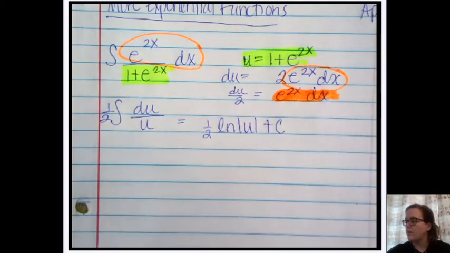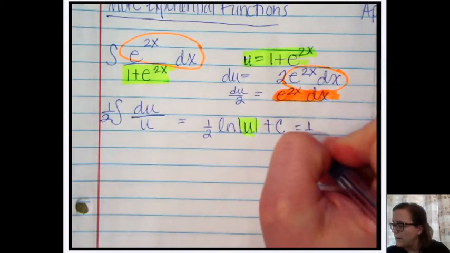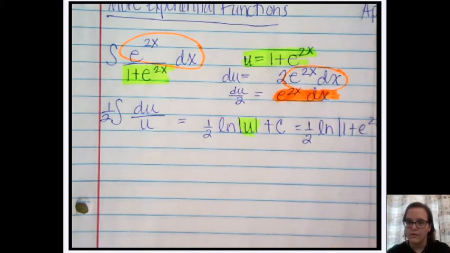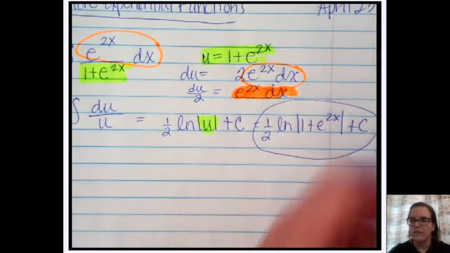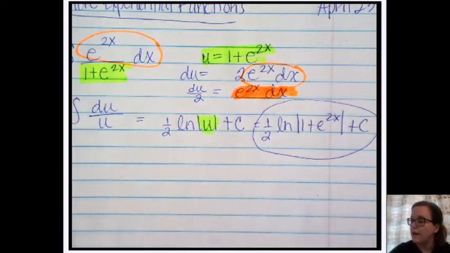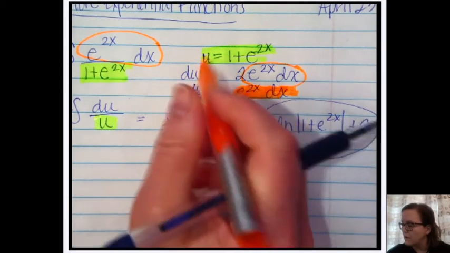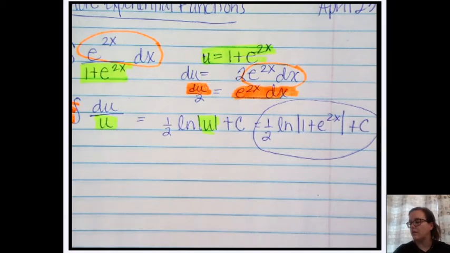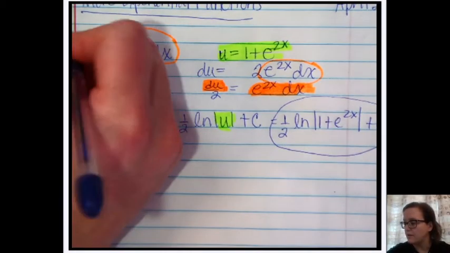Okay. And then all we have to do is replace our u. And in this case, that's the 1 plus e to the 2x. And so that would be our final answer. So yes, we had exponentials involved, but we didn't end up with exponentials in our integral, or we didn't use the exponential rule when we did the integral. Okay, so it again all depends on how it can be rewritten. Okay, so that's example 1.